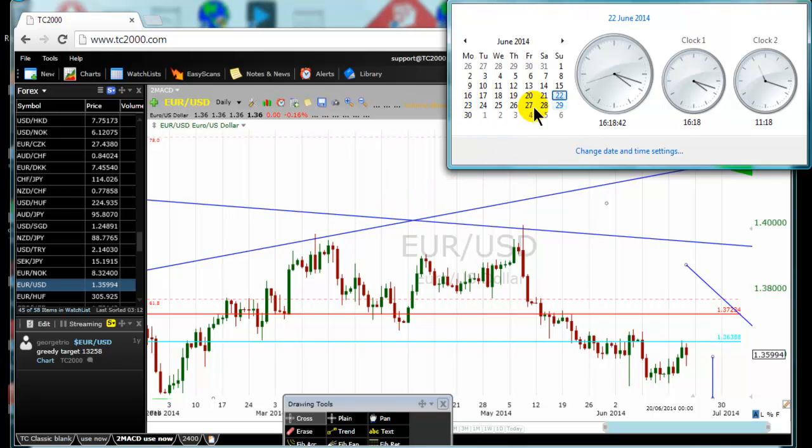Next week, starting the 23rd of June 2014, is the last week of the month of June. So from the 23rd to the 30th, we have 1 week left plus the following Monday. It's normally easier to day trade during the last week of the month.